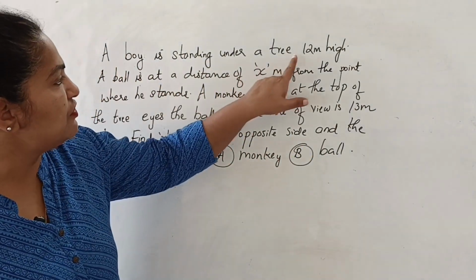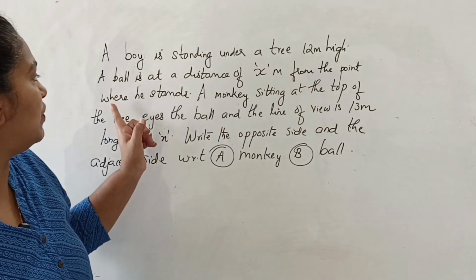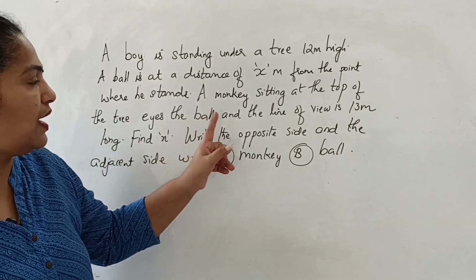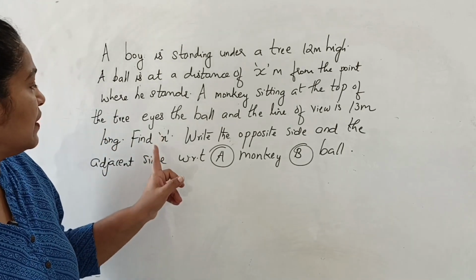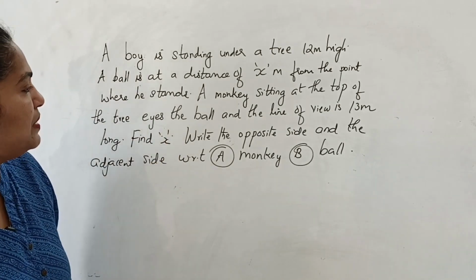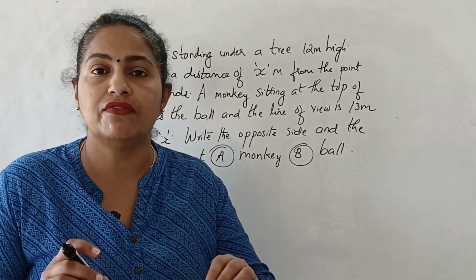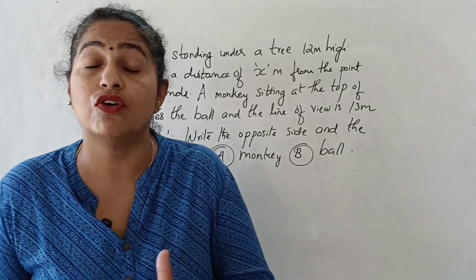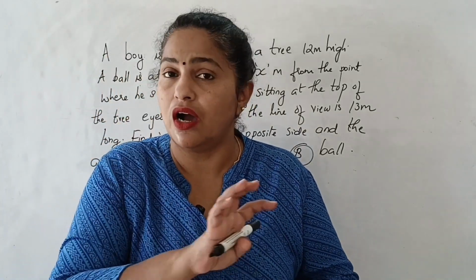A boy is standing under a tree 12 meter high. A ball is at a distance of x meters from the point where he stands. A monkey sitting at the top of the tree eyes the ball and the line of view is 13 meter long. Find x. Write the opposite side and the adjacent side with respect to the monkey and the ball. So I hope you have understood the question clearly. Let us draw a rough diagram before we transform it into a proper mathematical diagram so that you will get a clear idea about how to do it.